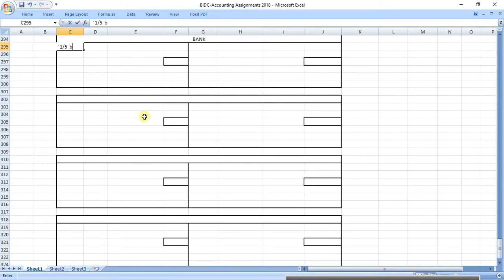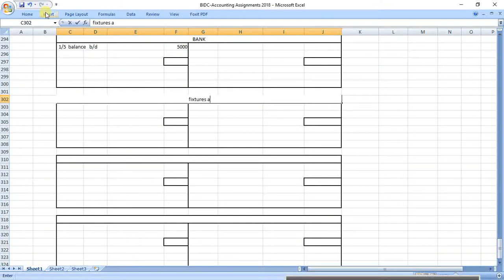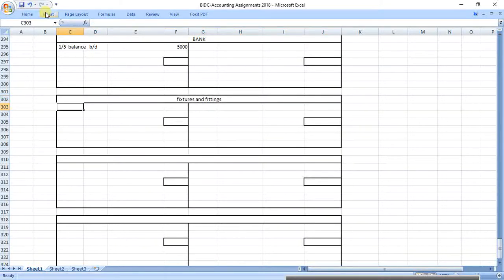So on the debit side, first of the 5th, balance brought down. How much was the balance? 5,000. Okay, see, that's easy marks. Here's bank, fixtures and fittings. What type of account is it? Also asset. Good, so debit balance. And amounts, 23,000. Great.